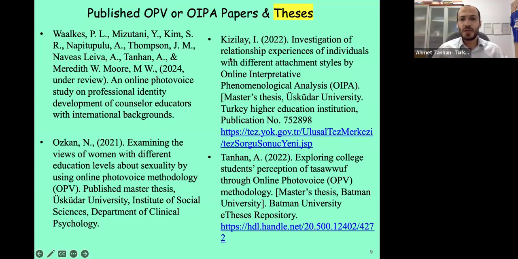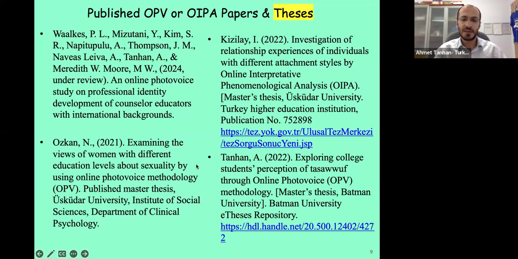And here we have 3 theses. If you have any graduate students, you definitely, firmly and kindly suggest your students to use OPV or OIPA in their theses. And if you need support, we definitely have more than enough researchers who are going to support you, and I'm going to be with you for that process as well.